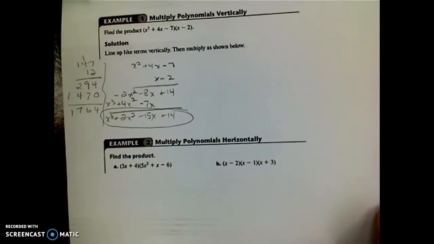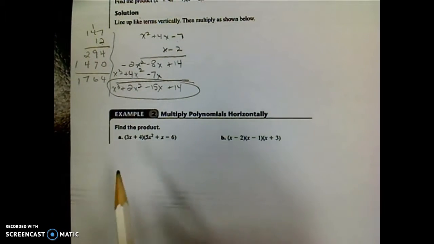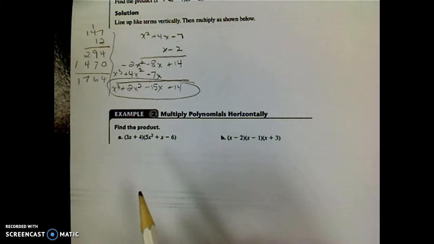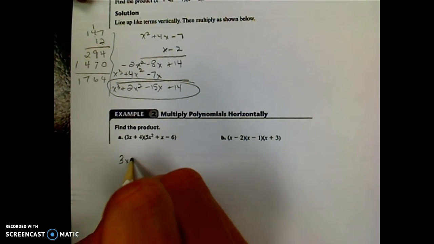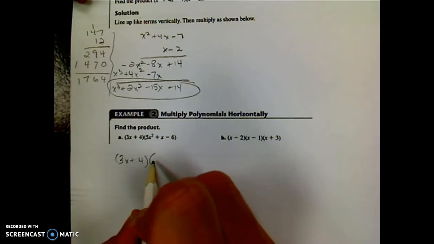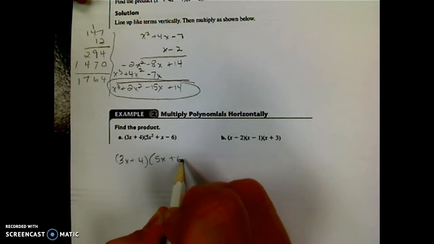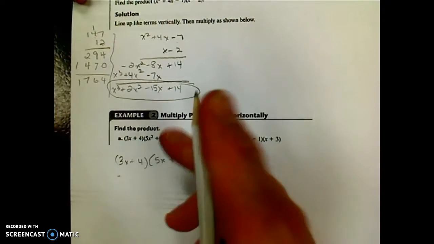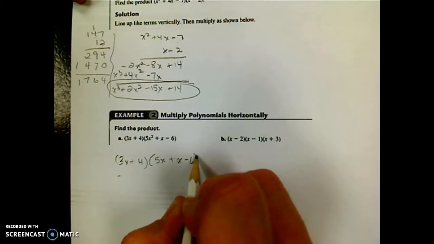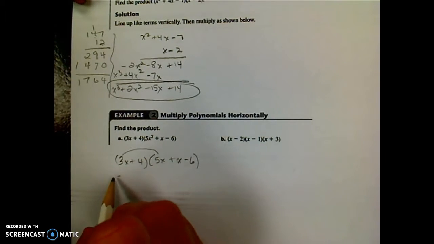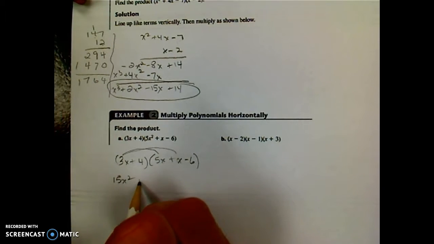It turns out that we could multiply polynomials horizontally as well, and we're going to follow that pattern that we learned when we found out how to multiply two binomials together. We're just doing the distributive property repeatedly. So 3x plus 4 times 5x squared plus x minus 6. Start with my 3x times 5x squared. That's 15x to the third.